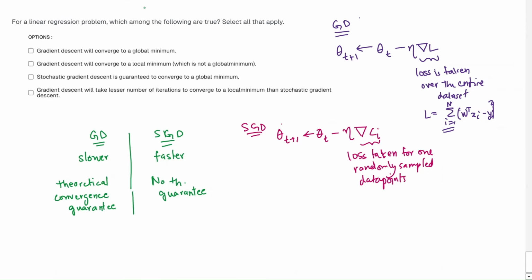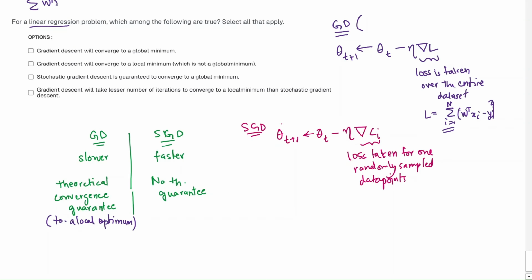Okay, so the question actually asks us about linear regression. Before that, I want to point out one more thing, that in gradient descent also, the theoretical convergence guarantee is only to a local optimum. It is not to a global optimum. But in case of linear regression, our loss function looks like this.